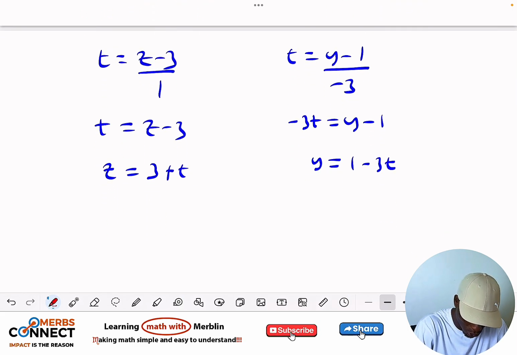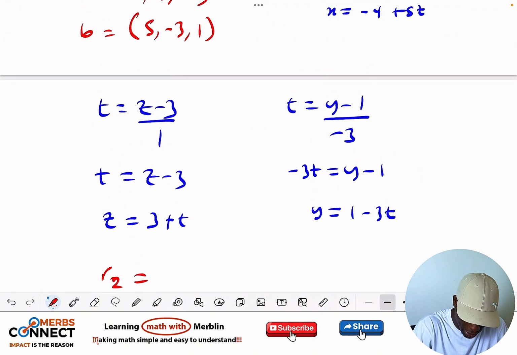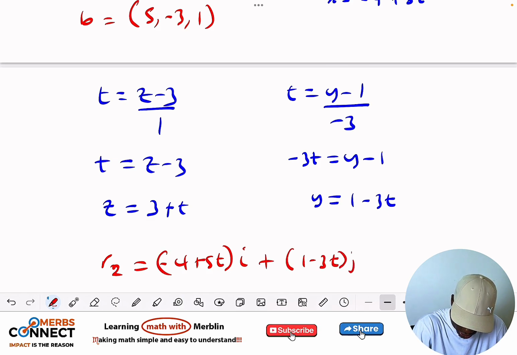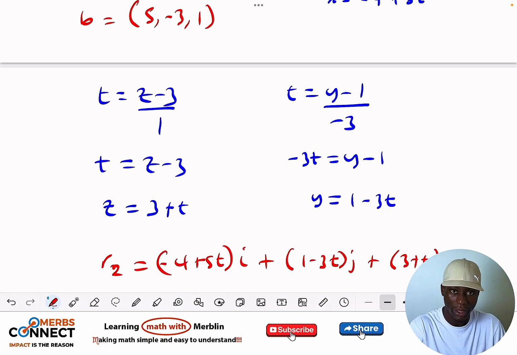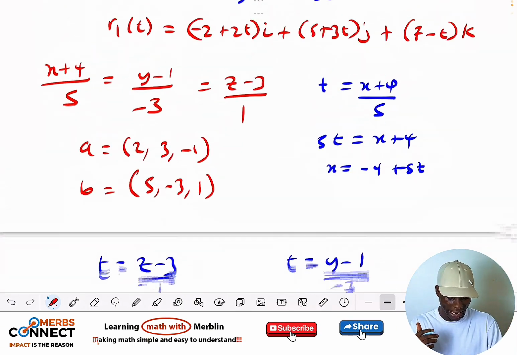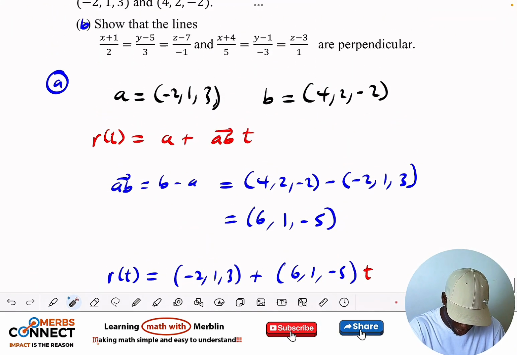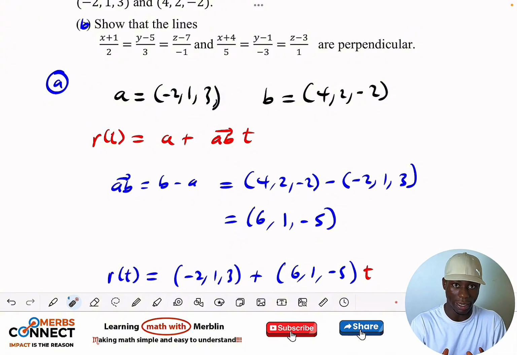So our R2 is going to be x. What do we get for x? X is minus 4 plus 5t i. Y is 1 minus 3t j, plus z is 3 plus t k. And directional vectors are the ones with t, right? As we learned from here. These are the directional vectors, the ones with t.